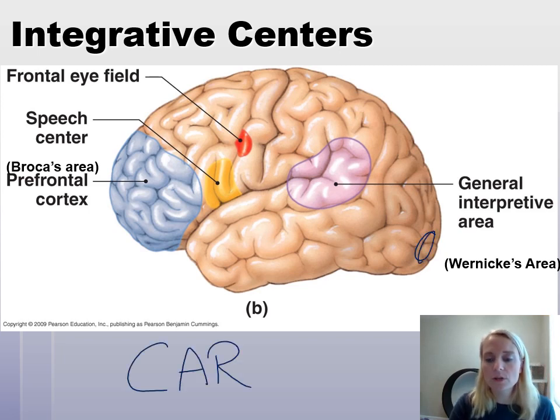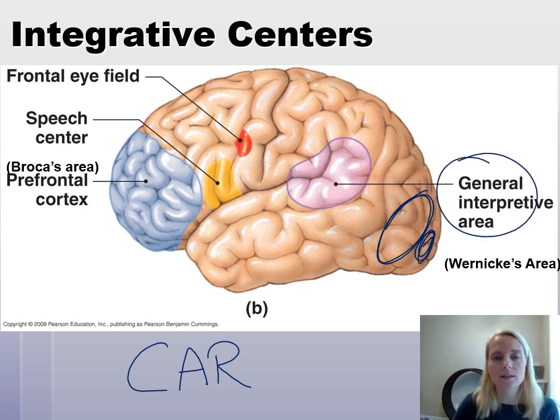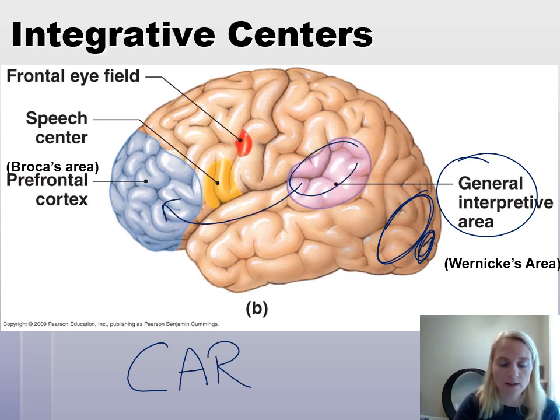So let's continue with this analogy of my squiggles here, right? Our visual cortex said blue squiggles. Our association area said letters and maybe a word. Our general interpretive area says that word is car. And with that general interpretive area, there's links to your prefrontal cortex. There's links to your hypothalamus.